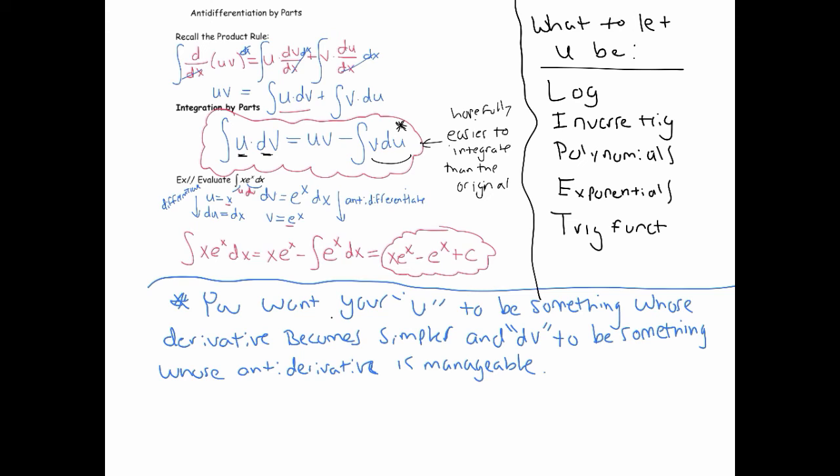You can see why exponentials and trig functions are at the bottom of this hierarchy, because letting them be u, well, your derivative would not get any simpler. Exponentials and trig functions generally have a sort of cyclic behavior with their derivatives. But log, inverse trig functions, and polynomials all generally get simpler when you take the derivatives. So that's why you'd want those to be on the top of your list for your choice of what to let u be. We'll do more examples in future videos, but here's a good introduction to integration by parts.